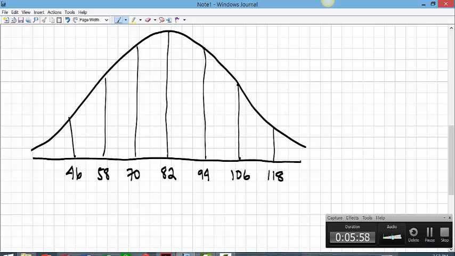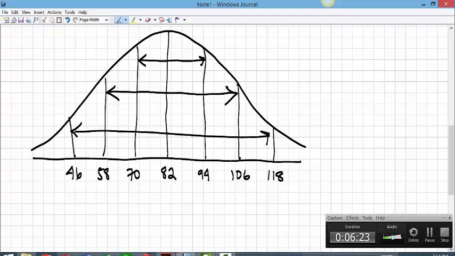Okay, so this picture tells me what? Well, about 68% of Maryland college students pay somewhere between $70 and $94 for their cell phone. About 95% of those students pay somewhere between $58 and $106. And then almost all of them, 99.7%, pay somewhere between $46 and $118. Okay, and only a small percentage, so what was it, 0.15%, pays over $118, and also a very small percentage of students pays under $46 for their cell phone bill. Okay, so that was part A.